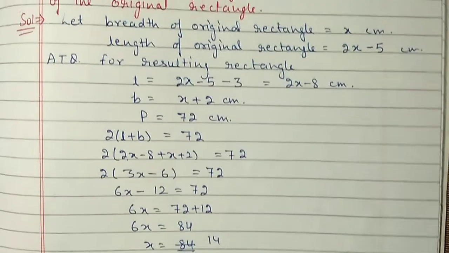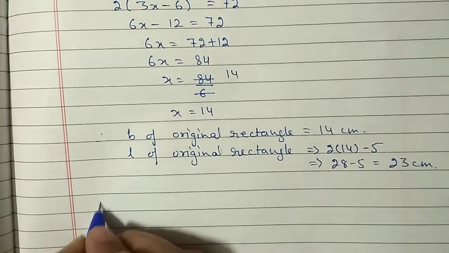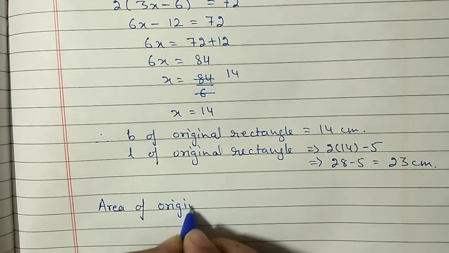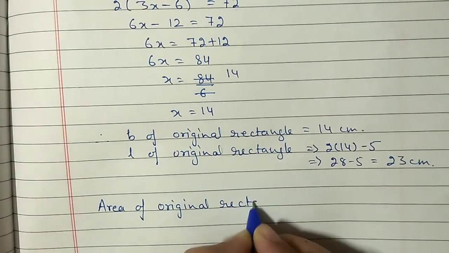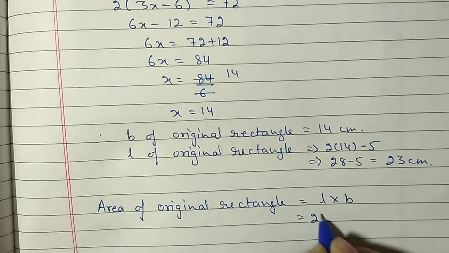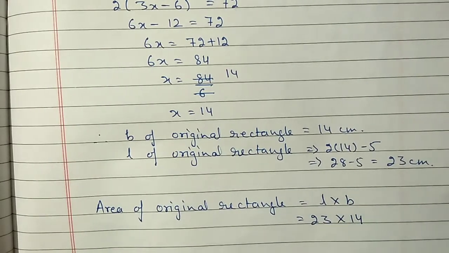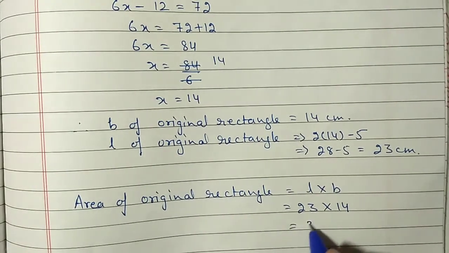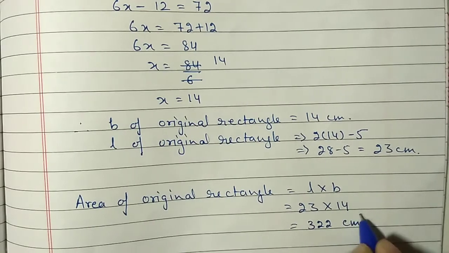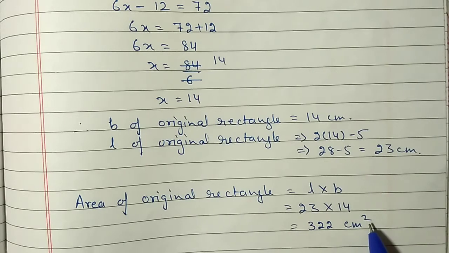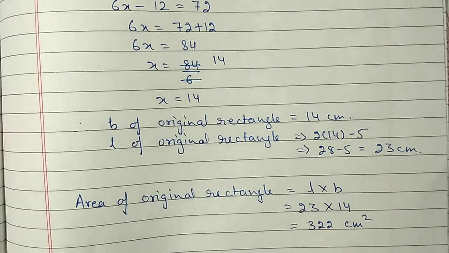Now we have to find out the area of the original rectangle. So area of original rectangle is equal to length into breadth. Length is 23 and breadth is 14. We can multiply these two, which is equal to 322 centimeter square. Because we are calculating area, the unit is square unit, centimeter square.